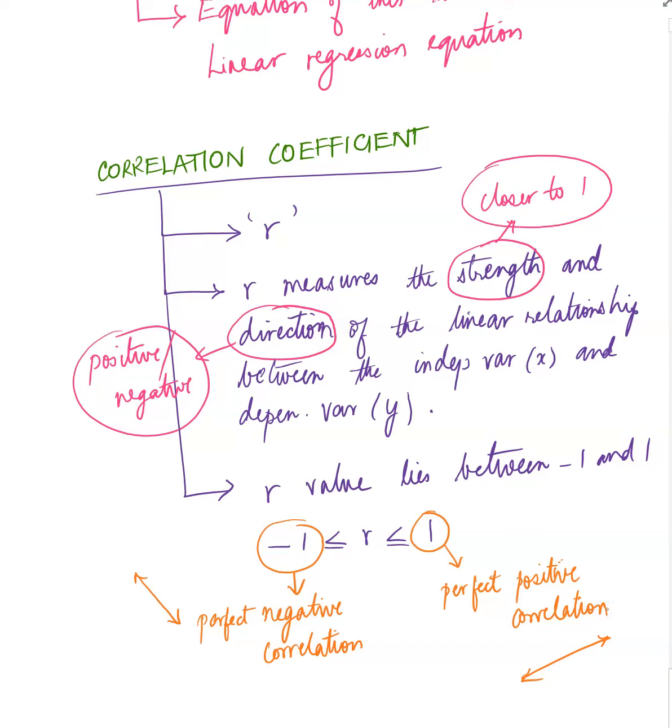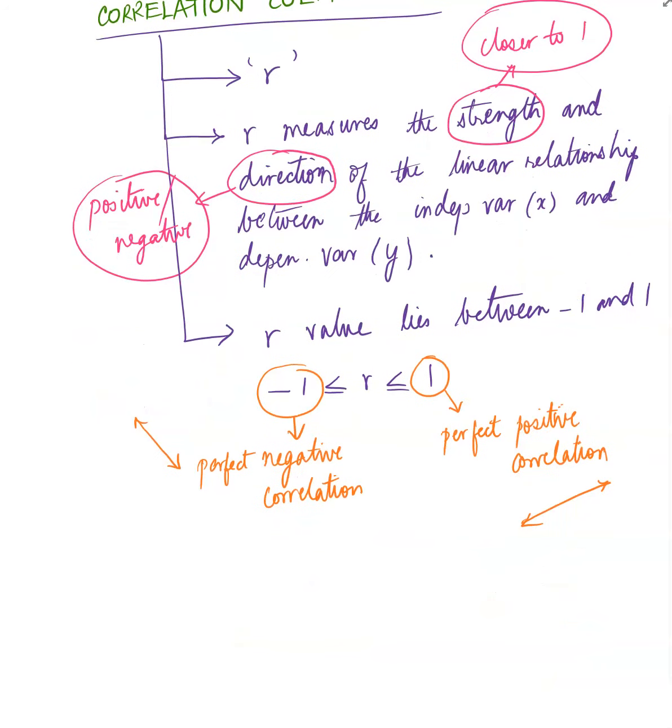What happens when R is 0? 0 means there's absolutely no linear relationship between x and y. That's really strong there too. If R is equal to 0, you're so certain: absolutely no linear correlation. So if R is say 0.2 or 0.5, you know that it is not very strong, but it's strong enough.